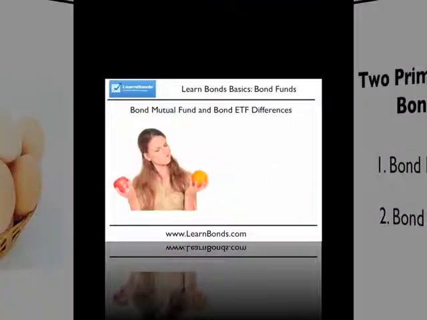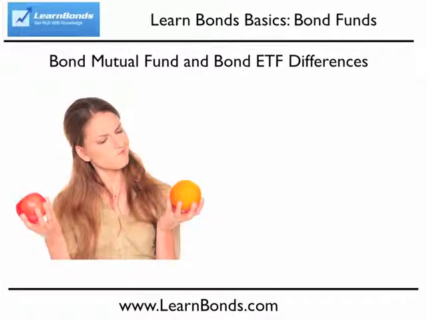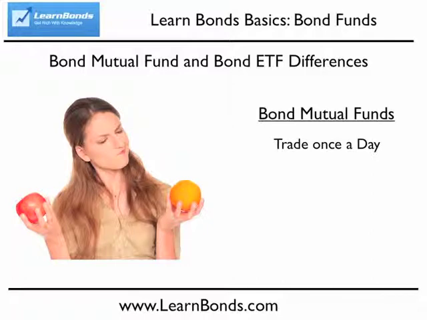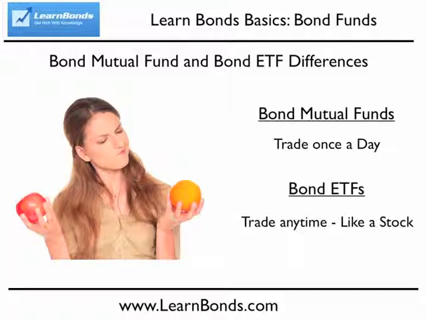There are two primary differences between mutual funds and ETFs. First, bond mutual funds are bought from a mutual fund company, either directly or through your broker. You can only buy and sell a mutual fund once a day at its closing price, which is also referred to as its net asset value, or NAV for short. Bond ETFs, on the other hand, trade on an exchange just like a stock. You can even buy and sell an ETF multiple times a day if you want.